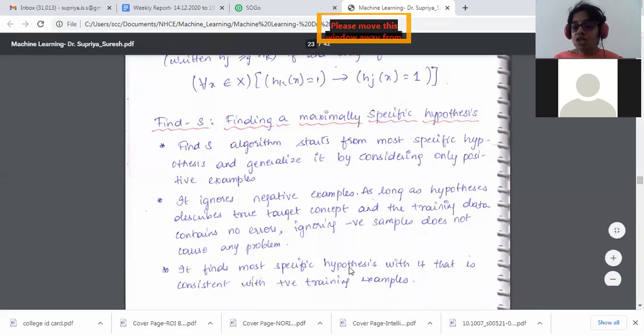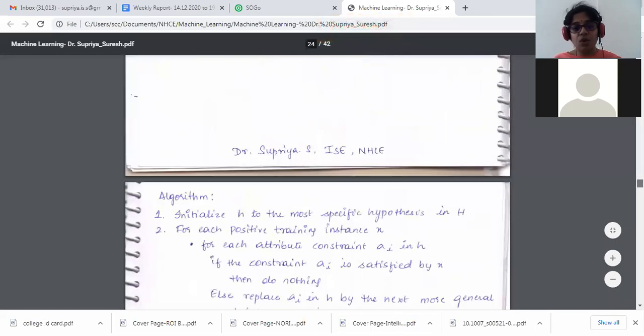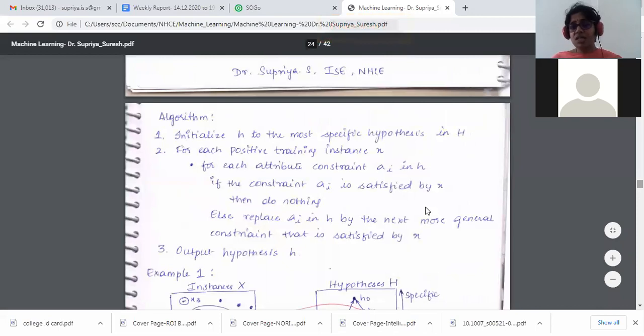And it finds the most specific hypothesis in H that is consistent with the positive training samples. Yes, we are going ahead and dealing with only the positive training samples. So this is how your algorithm looks.